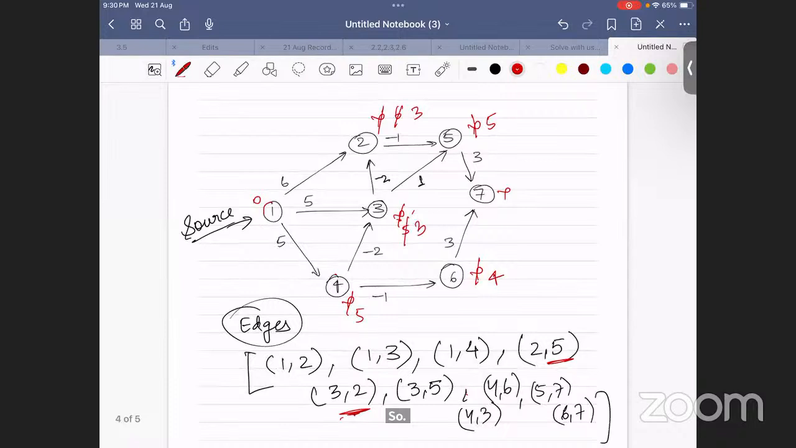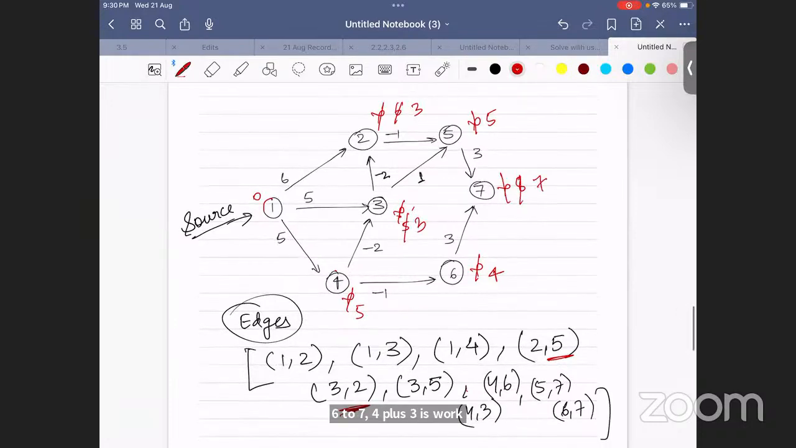5, and then 5 plus 3 is 8. This is better. So I'll replace 6 to 7. 6 to 7. 4 plus 3 is what? 7. Again, I'll replace 7. Got it? This is the first iteration done. We have to reiterate how many times? 6 times, if the vertex is 7.